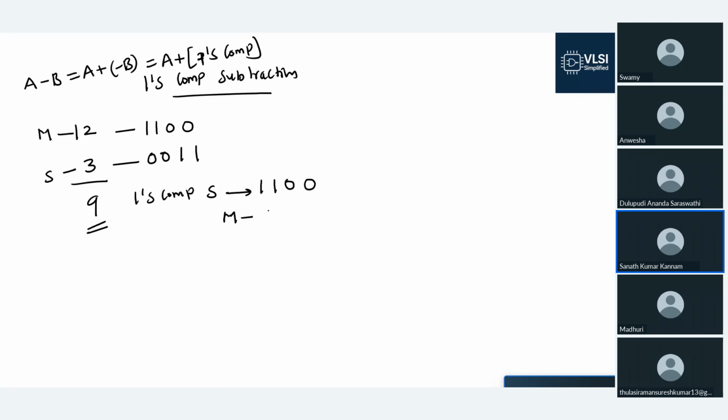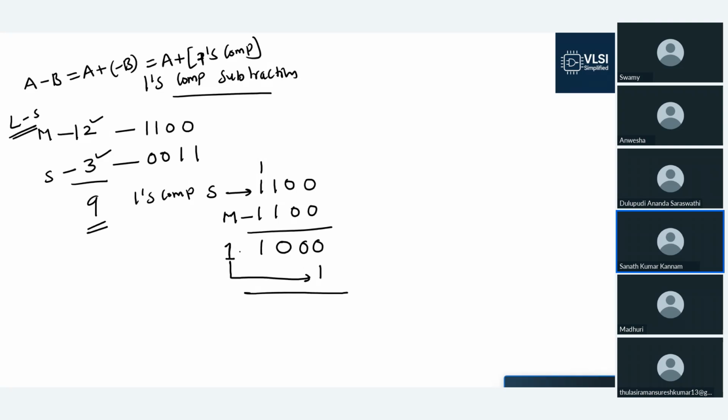Adding it to the minuend, what are you getting? 1100 plus 1100. This is L minus S, that means larger minus smaller. This is the larger value and this is the smaller value. 0 plus 0 is 0, then 1 plus 1 gives a carry. 1 plus 1 plus 1 is 1 with carry 1. So you need to add the carry to the LSB bit.